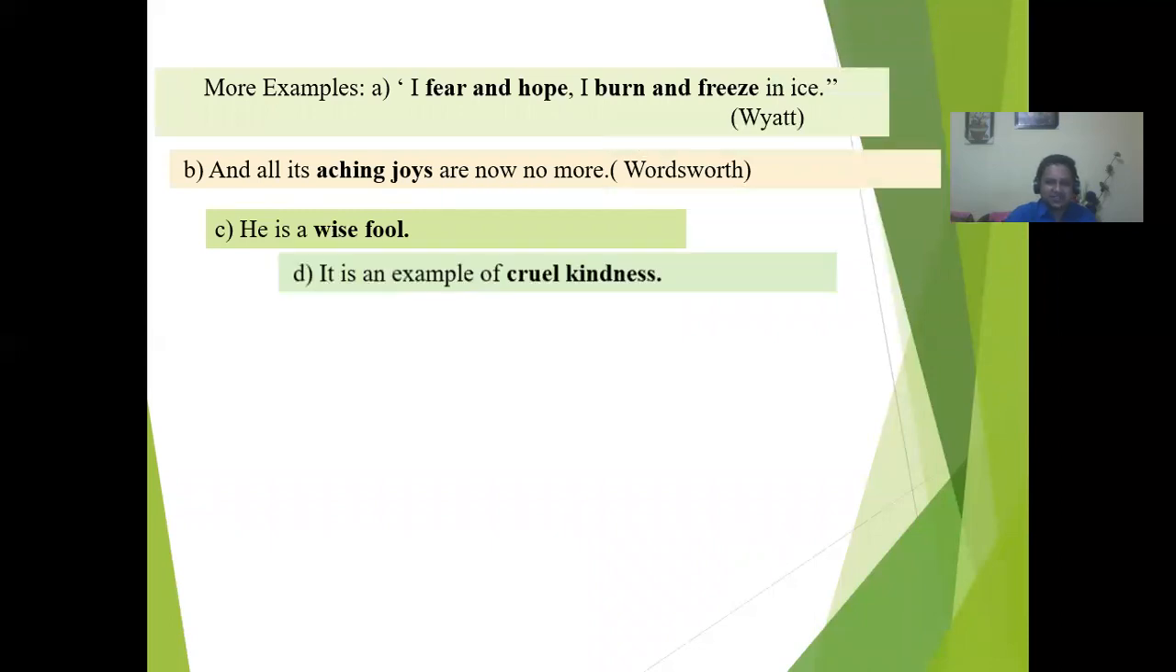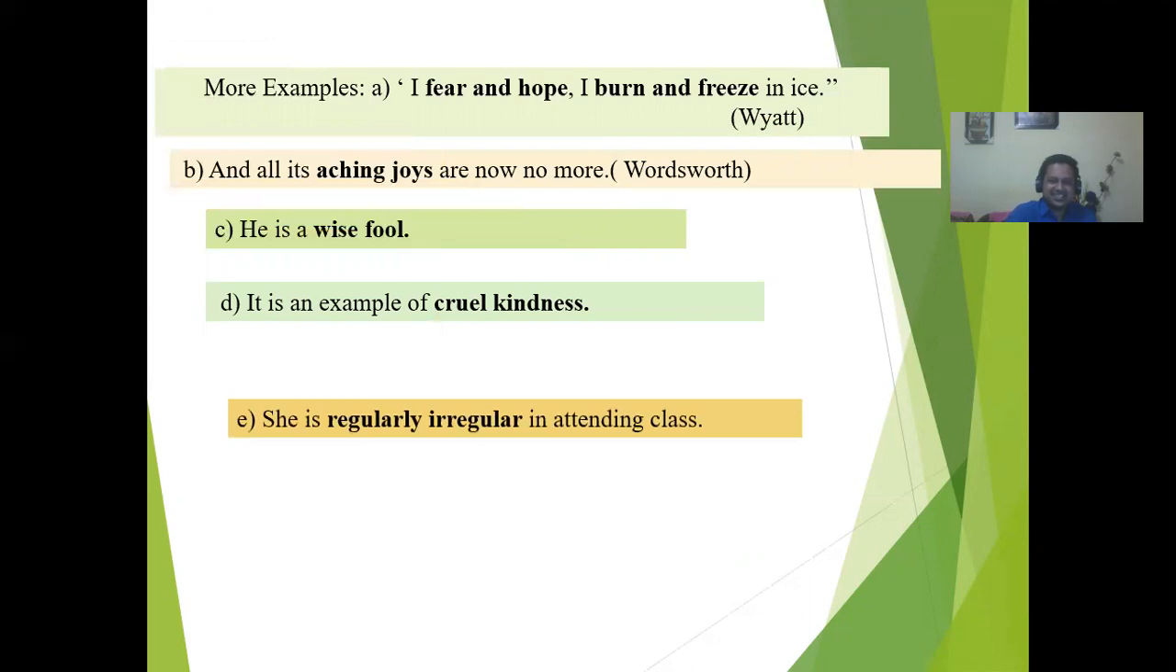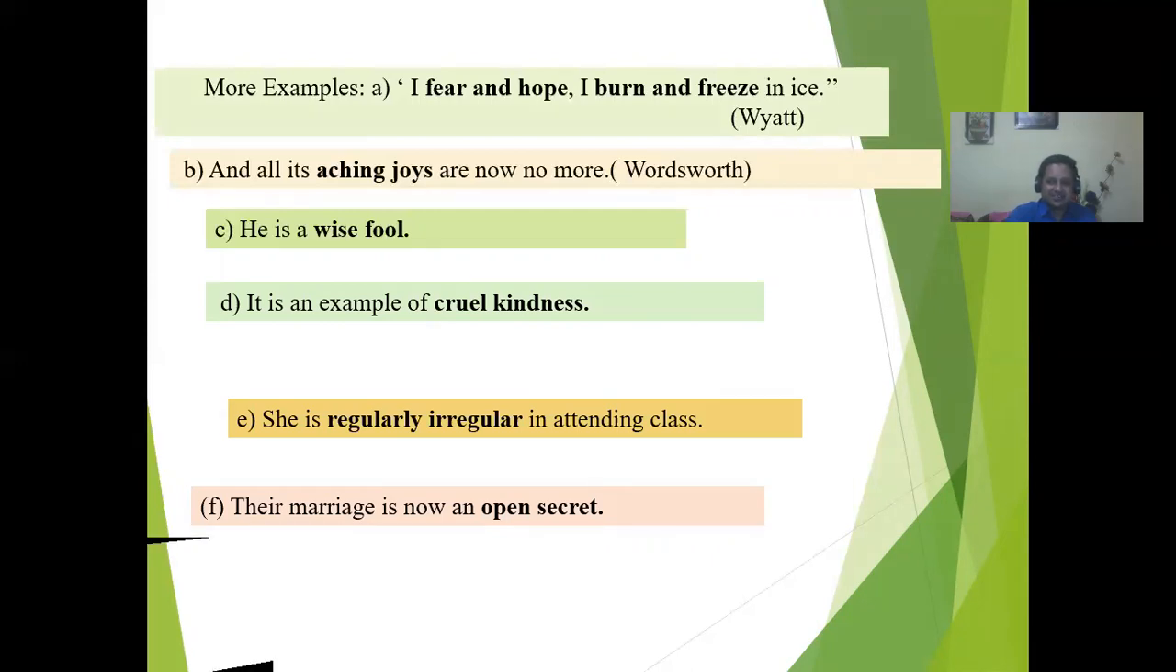How is it possible? It is an example of cruel kindness. Cruel kindness. My kindness can be cruel. She's regularly irregular in attending class. There are many students who are regularly irregular in our classes. Okay. Their menace is now an open secret. Open secret. So, contradictory words.